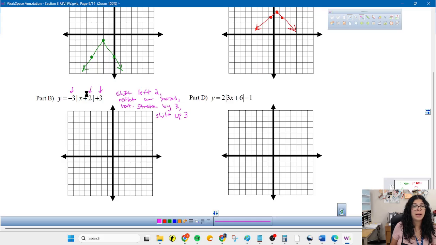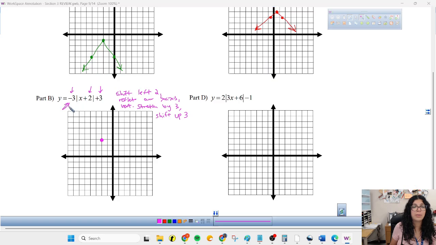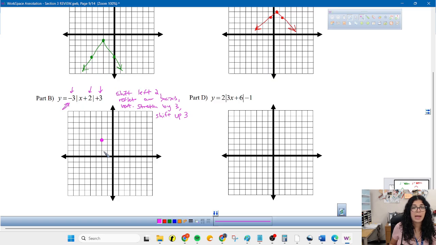To graph, let's go ahead and graph our vertex, which is -2, 3. And then our slope to the right is -3. So down 3 to the right 1 for the right side, and down 3 to the left 1 for the left side from that vertex. Perfect. Last one, part D.